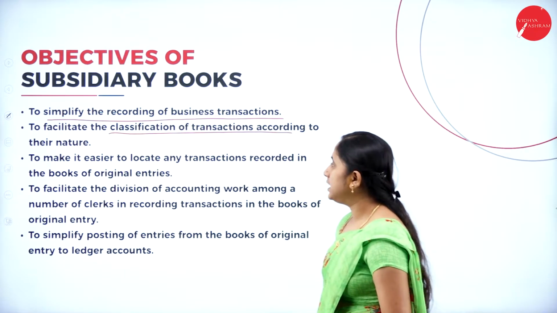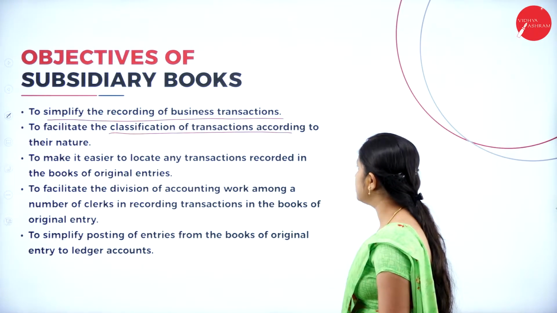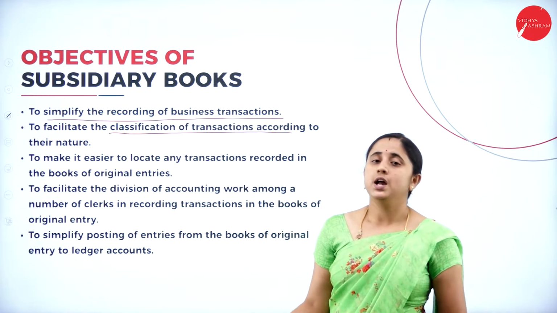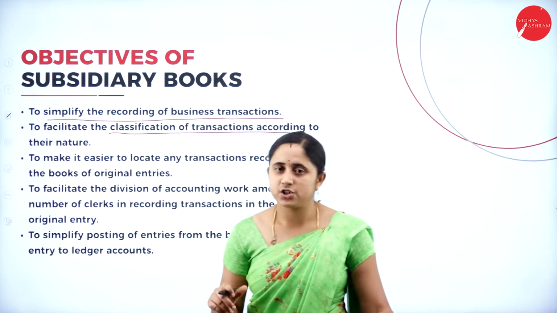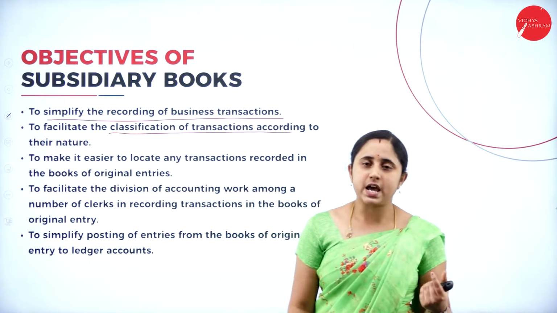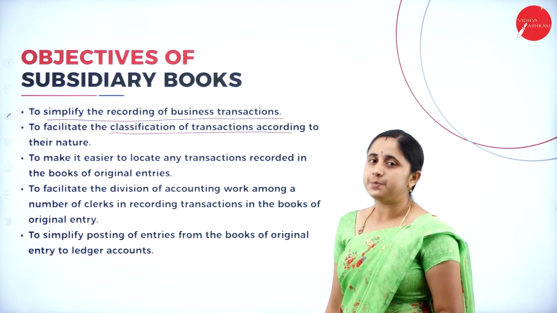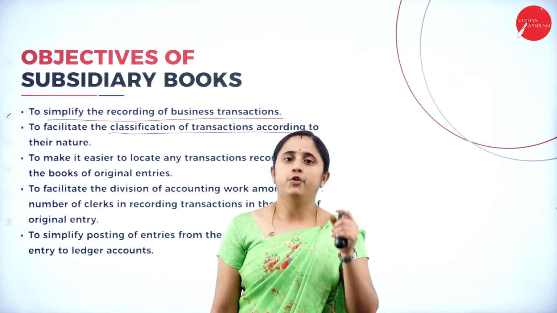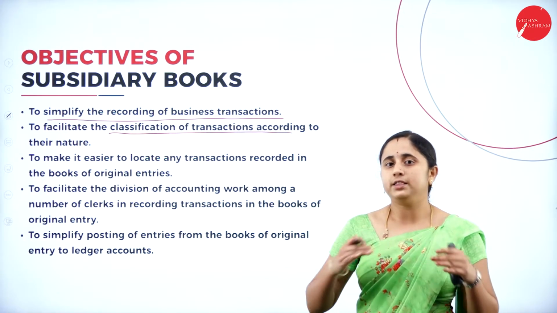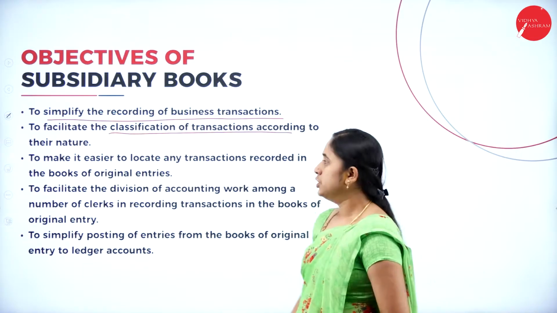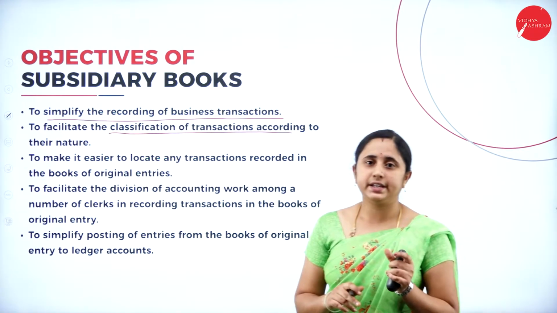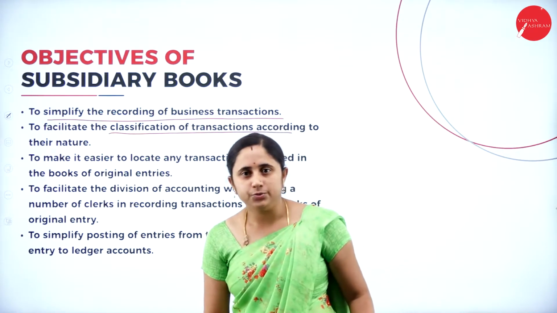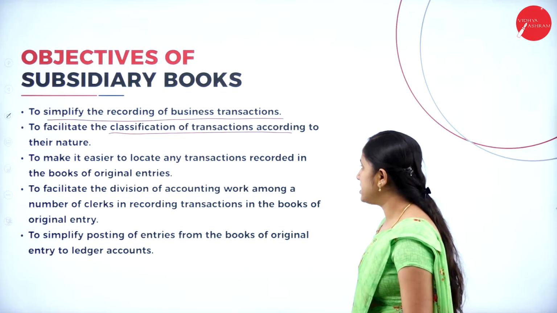Next, to make it easier to locate any transactions recorded in the books of original entry. So, it helps them to locate a particular transaction. Like if you want only the purchase transactions for a particular month, subsidiary book helps to locate the detailed information for a particular transaction. Like in the month of January, how much they purchased. So, it is easier to locate the particular transaction, the total purchase and the total sale for the month. So, it is easy to locate any transaction.